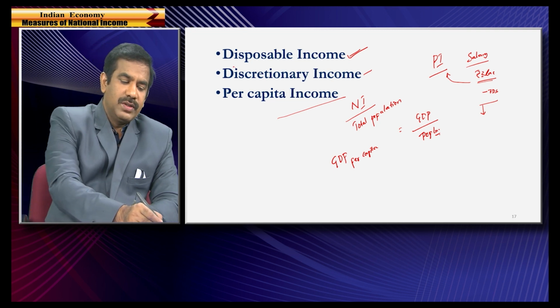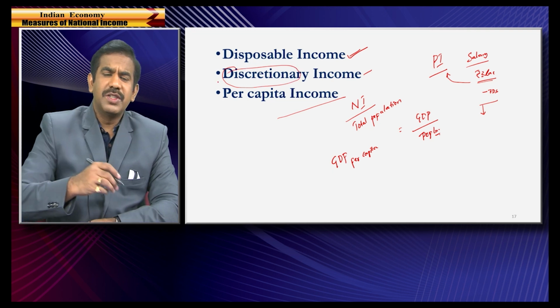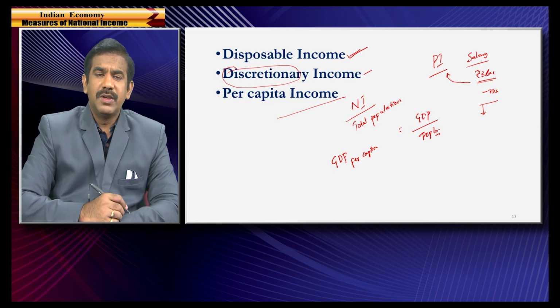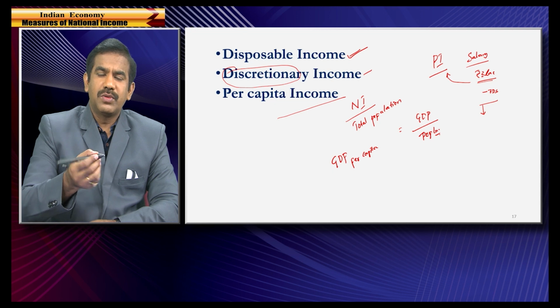And then the last one in this context is discretionary income. Discretion means, I hope you understand the literal meaning of the word discretion. The way you would like to, it's up to you, isn't it?